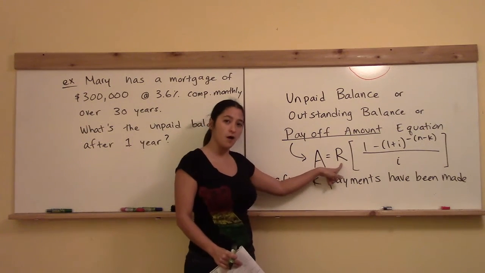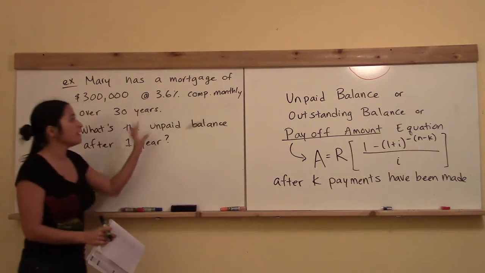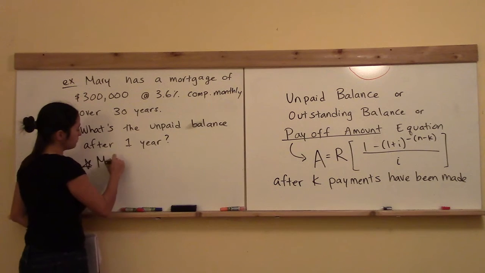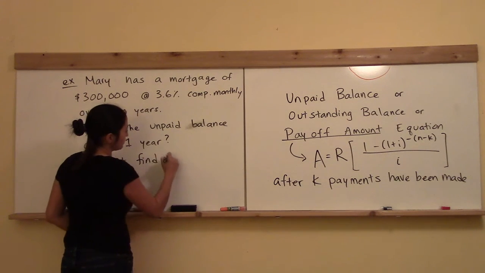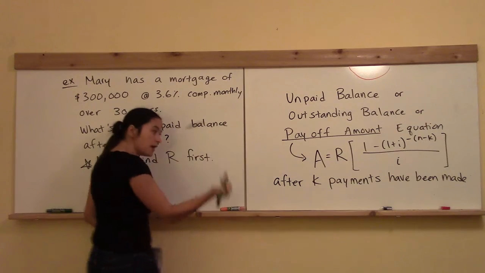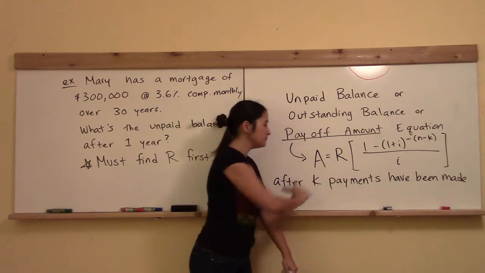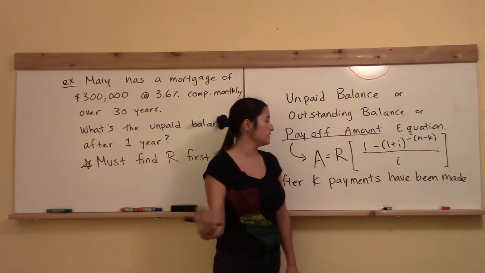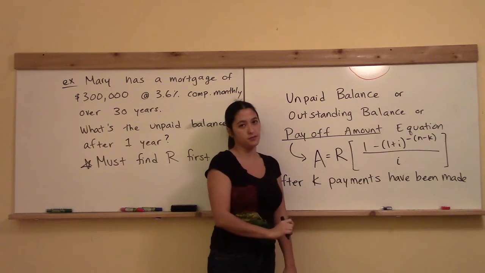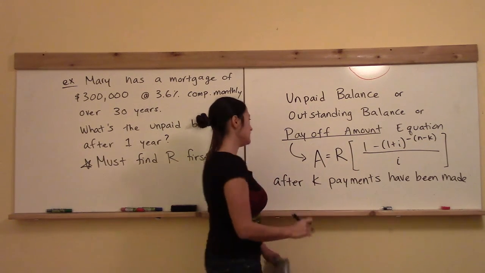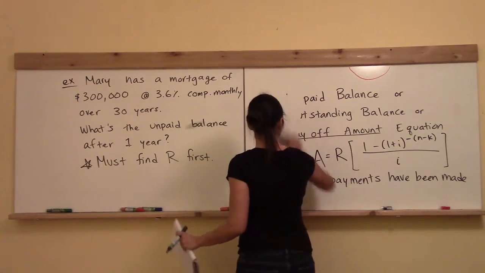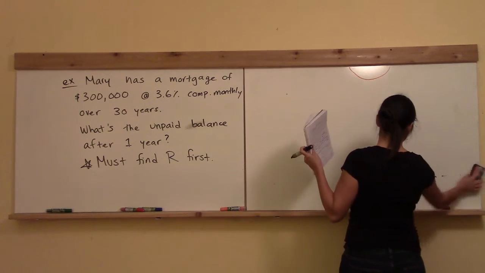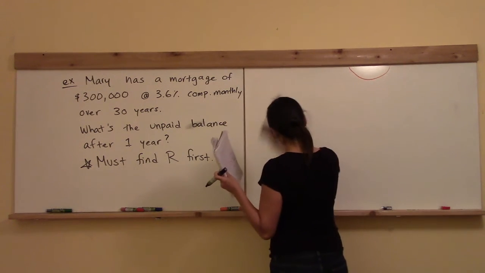First, I have to find the R. If you're inside a question like this and they don't tell you what the R is, what the regular payment is, that's for you to find out first. So you must find the R first, and that way once you find the R, you can put it in this side of the equation along with K payments that have been made. In this case, she's done it for 1 year, so she's made 12 payments, and that's going to spit out the unpaid balance. Don't make the mistake of putting the $300,000 inside the payoff amount. So we must find the R first, and then we'll go back to the unpaid balance equation, and we'll use the R on the right-hand side there in order to spit out the unpaid balance.